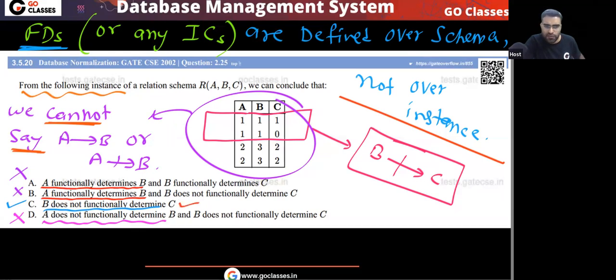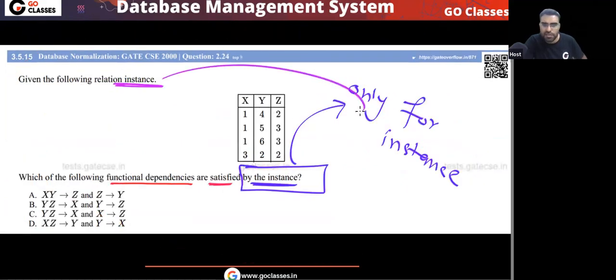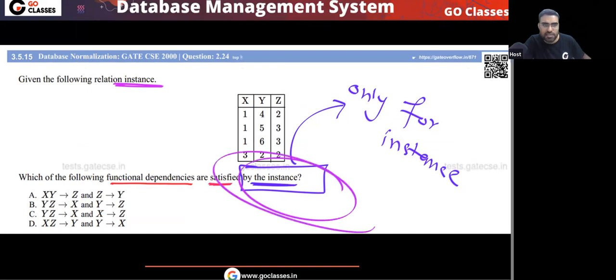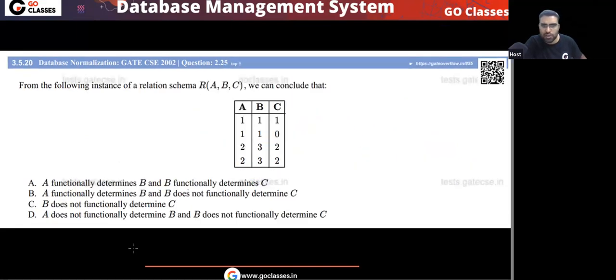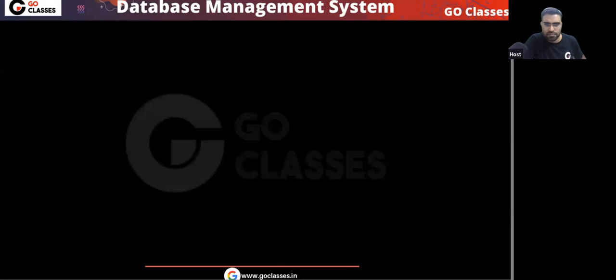So please understand the difference between this GATE exam question and this question. In this question, an instance is given to you and we are asking which functional dependency will hold by the instance, that is, which functional dependencies are satisfied by this instance. So this is the difference between these two questions. Understood? So for this question, the answer will be option C. Let's move on now.